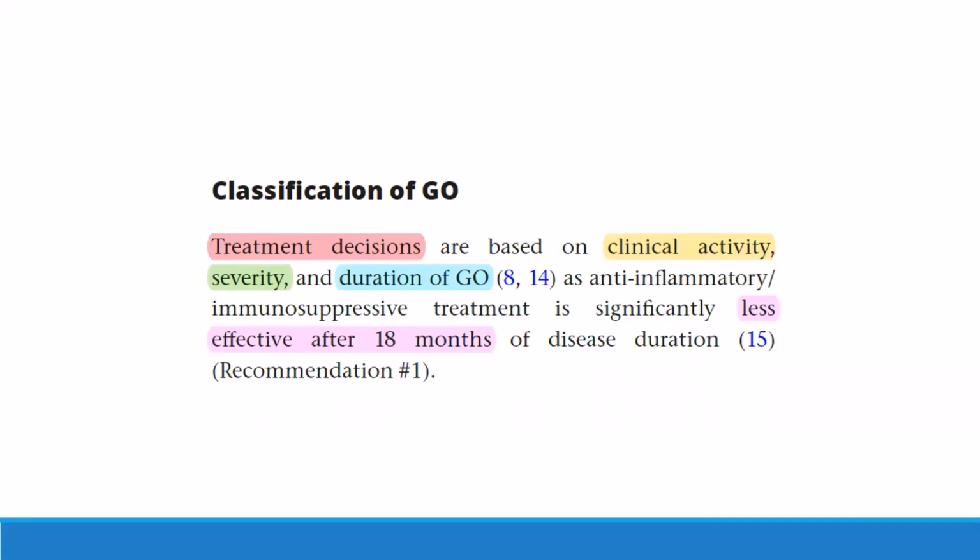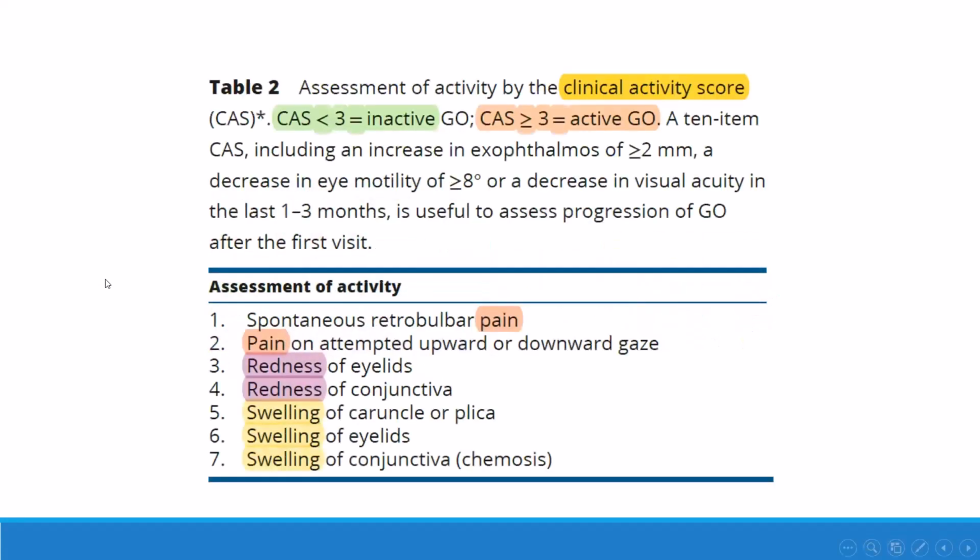In every case of Graves' orbitopathy, treatment decisions are based on 2 parameters: clinical activity and severity, and also the duration of Graves' orbitopathy. So clinical activity assessment and clinical severity are very important in the assessment of any case of Graves' orbitopathy. Most anti-inflammatory immunosuppressive treatment is less effective after 18 months of disease duration. So it is very important to start this medication as early as possible.